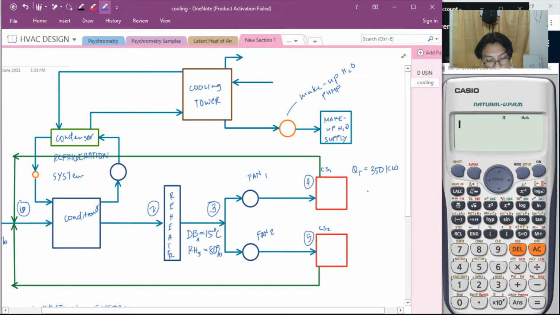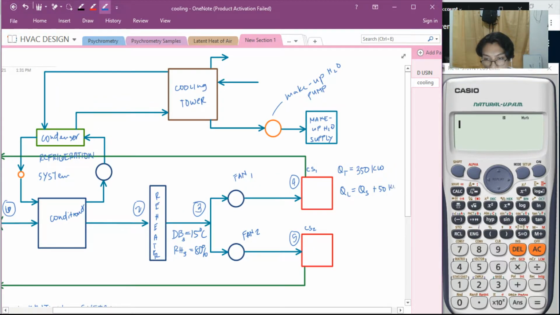where QL, where, ano nga to? Where QL is equal to QS plus 50 kilowatts, or that is equal to 200 kilowatts. And the condition at your room will be 20 degrees dry bulb and RH is 60%.